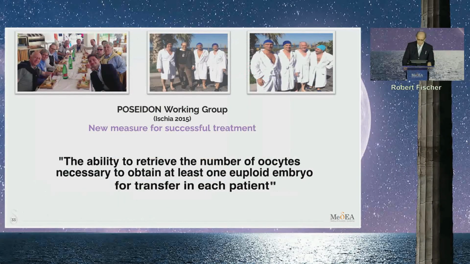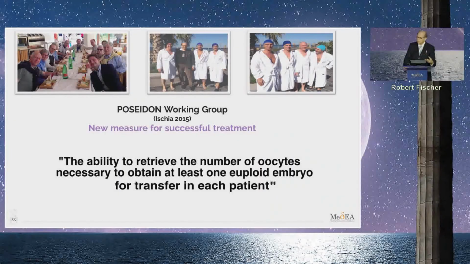Now, the Poseidon working group, as you can see, worked very hard to put all these criteria together. We also decided on a new measure of successful treatment. So what will be the end point of our management of the treatment? What do we want to achieve? It was decided to have the ability to retrieve the number of oocytes which are necessary to obtain at least 1 euploid embryo for transfer in each patient.